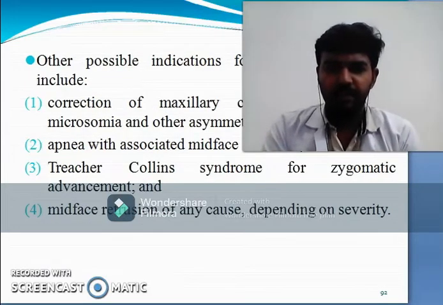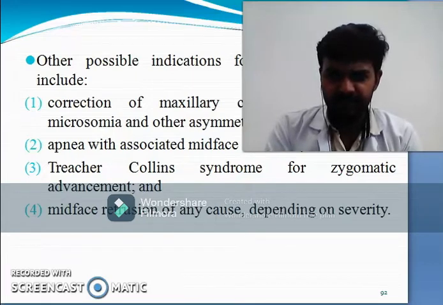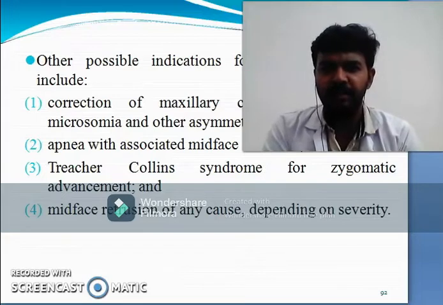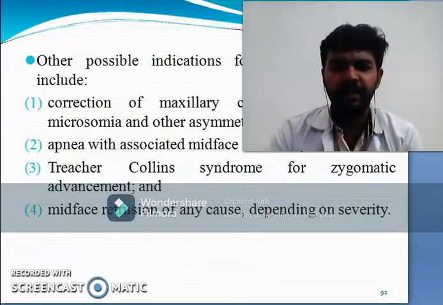Other possible indications for midfacial distraction include correction of maxillary canting in hemifacial microsomia and other asymmetric malformations, apnea with associated midfacial retrusion, Treacher Collins syndrome for zygomatic advancement, and midface retrusion of any cause depending on the severity.